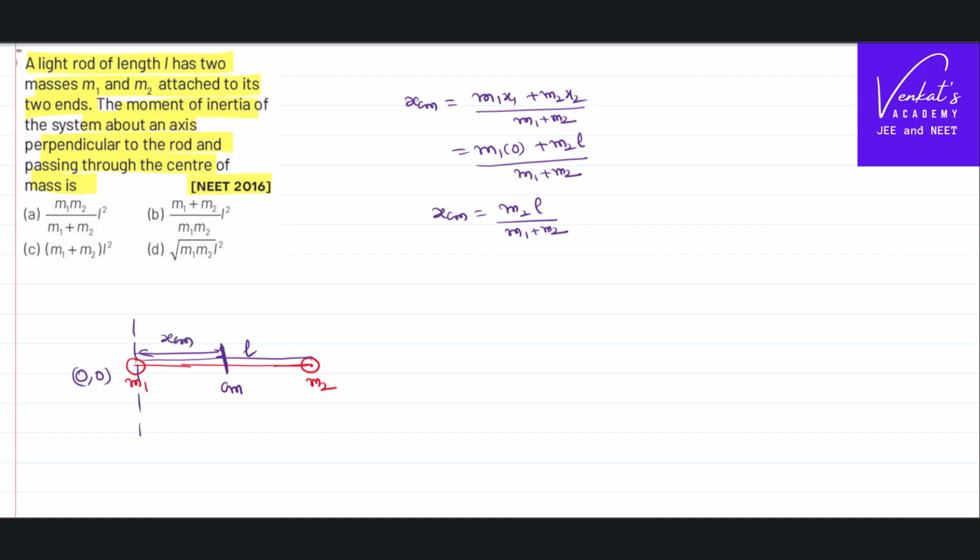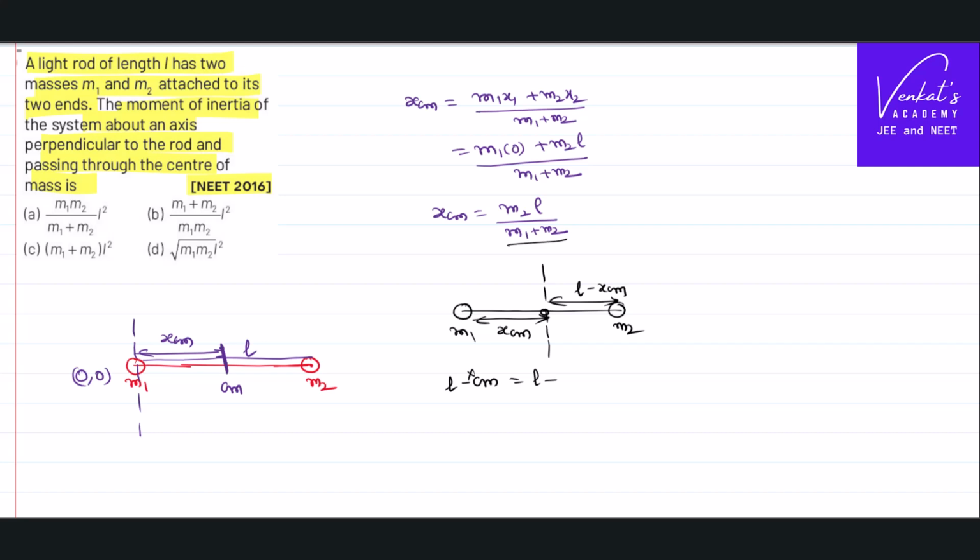Now if I redraw the diagram for our understanding, this is M1, this is M2, and the axis of rotation is passing through XCM, perpendicular to the plane. From the first one, that's at a distance of XCM. From the second one, as the total length is L, that's at a distance of L minus XCM. Let me calculate that.